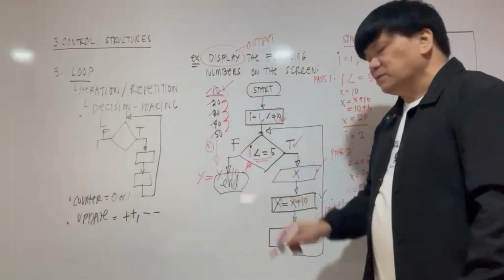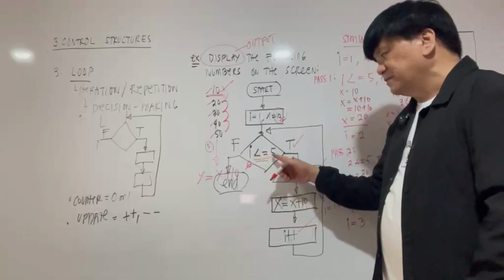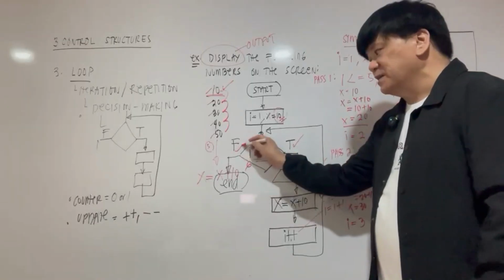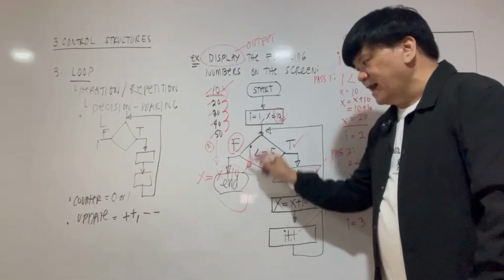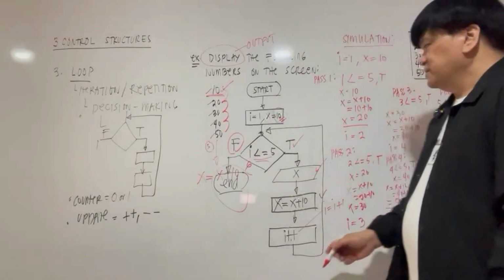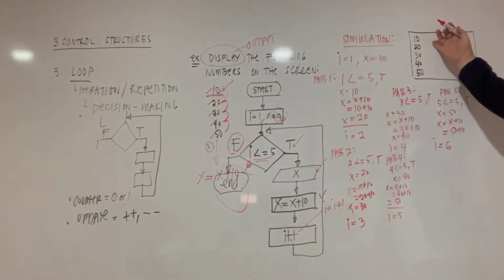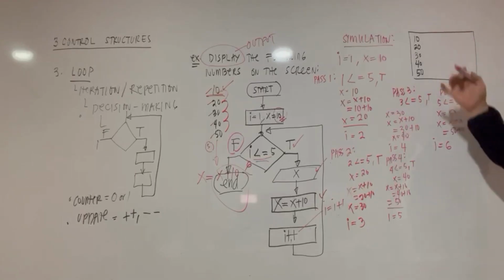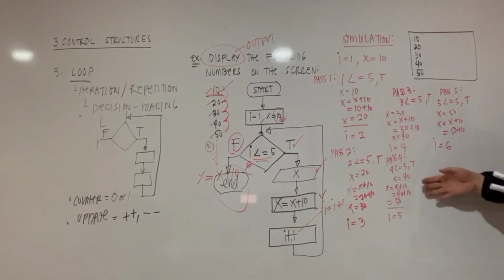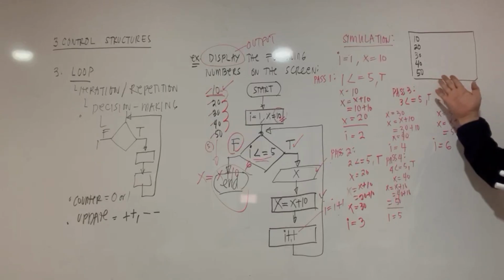Here, I now is equal to 6. Is 6 less than or equal to 5? So the answer is false. So that's the end of the flow chart. So we can now display 10, 20, 30, 40, 50. Now if this is in a program, you can see this on the screen.